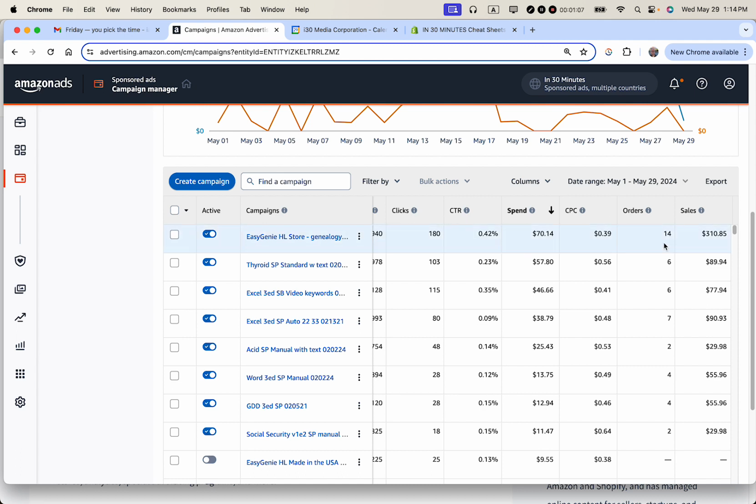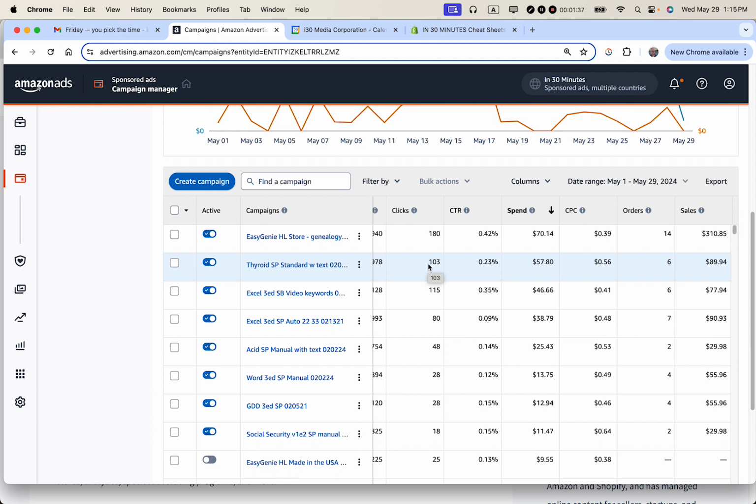So in this particular case, I have 14 orders for 180 clicks. That's roughly 8 or 9% conversion rate, which is really quite good. So that's one of the numbers that I use. You can see on the one right below it, it's 6 orders out of 103 clicks. So that's a conversion rate of all the 103 people that clicked on that particular campaign, and assuming one click means one Amazon customer, it works out to about a 6% conversion rate.